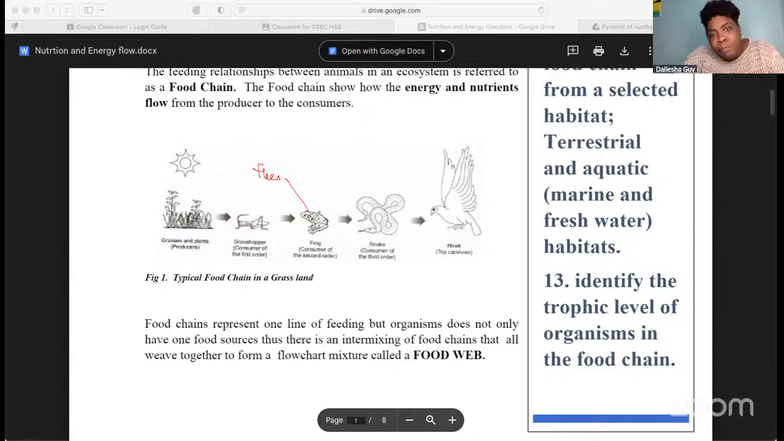The snake may be eating the frog, but the snake may also be eating rabbits, etc., right? So I want us to just know that though the food chain is good to show a single relationship, the web shows the grand scheme of things. All right, so take a note. What is the food web? A food web is an intermixing of food chains that shows the full flow of feeding in the ecosystem. So the food web is an intermixing of food chains that shows the full feeding relationships within an ecosystem.